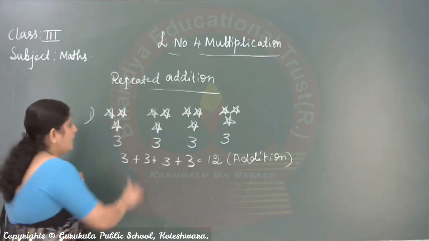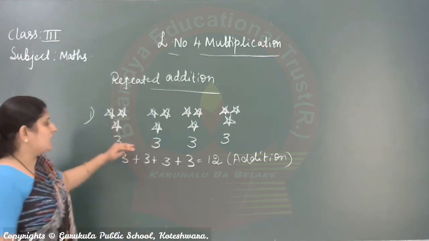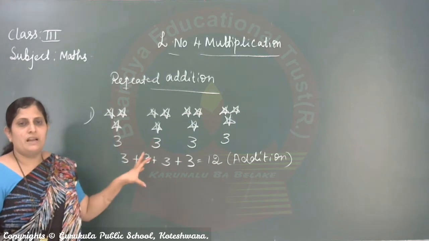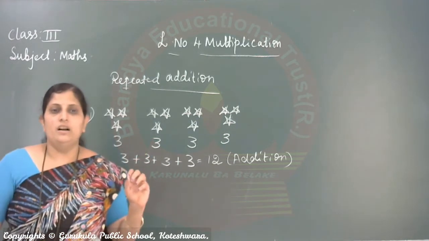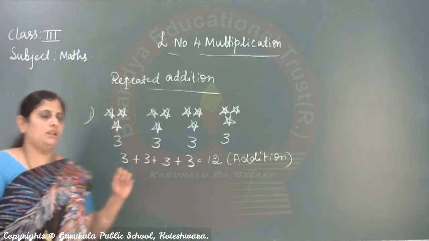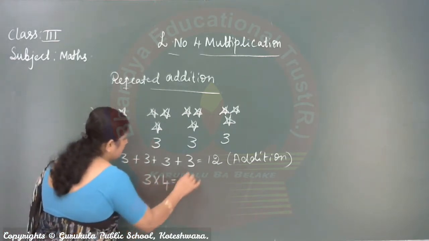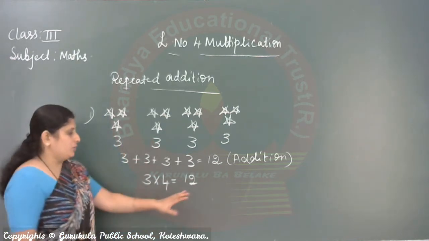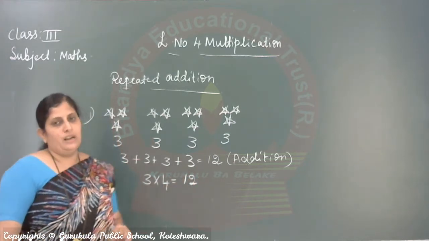Now next, how can we write it in the multiplication method? How many times have we written 3 here? 4 times, correct? 4 times we have written 3. So that will be 3 fours are how much? 12. If you know the tables properly, easily you can write it here. So 3 fours are 12.